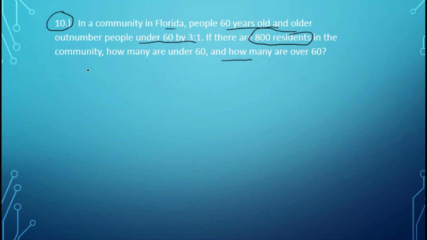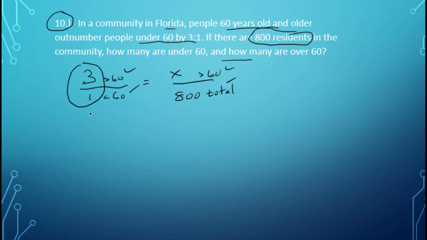Well, here's something you cannot do. 3 greater than 60 to 1 less than 60 equals how many greater than 60 to 800 total. See the problem? Greater than 60, less than 60, greater than 60 total. Doesn't work. Now recall, if I add these two together, I capture everybody. So 3 plus 1 is 4, and that would be residents. And I can find greater than 60 by saying 3 over 4. That's the ratio for greater than 60. And that's going to equal, and I'll let you fill that in.